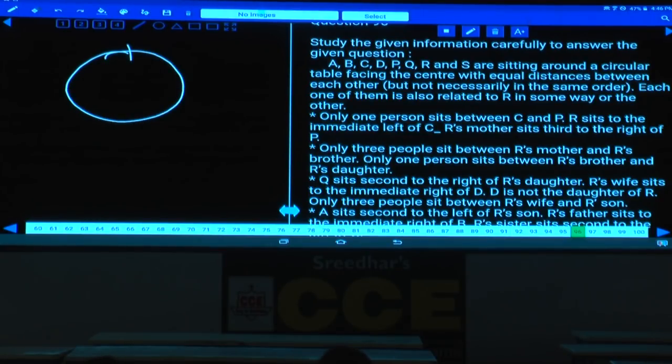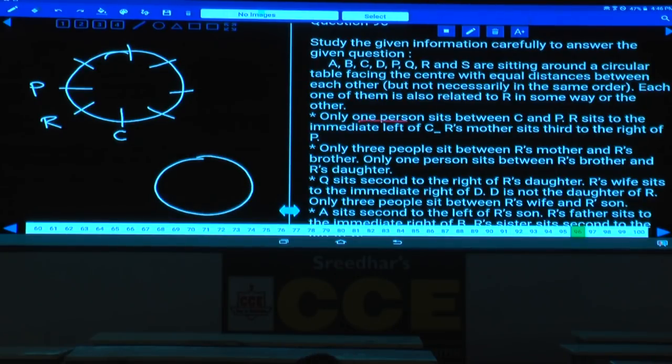How many persons are there? 1, 2, 3, 4, 5, 6, 7, 8 persons. Then only one person sits between C and P. R sits to the immediate left of C. As R is to the immediate left of C, now I am taking C here. If C is here, R is to the immediate left of C, and only one person between C and P. As only one person is between C and P, how many possibilities do we have? P at this place, that is one possibility.